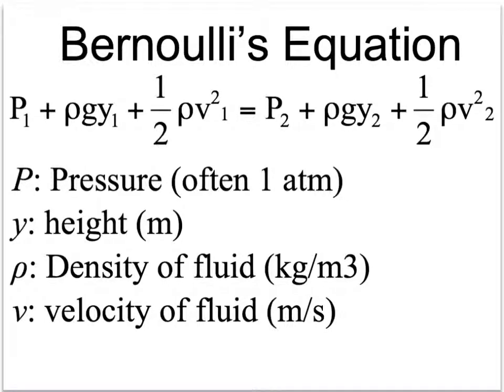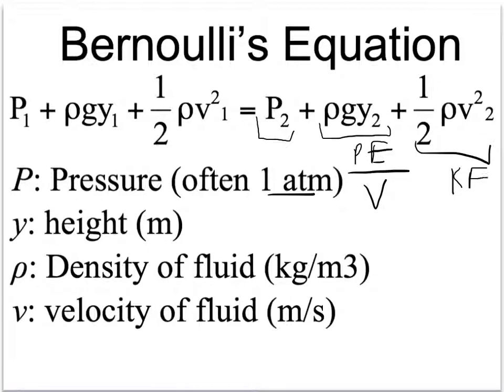So as a reminder, this is Bernoulli's equation, and on each side we have initial pressure, which can often be 1 atmosphere, potential energy divided by volume, and kinetic energy divided by volume. And if your potential energy over volume increases, or your kinetic energy over volume increases, one of the other things has to decrease, because pressure plus potential energy over volume plus kinetic energy over volume always remains the same.